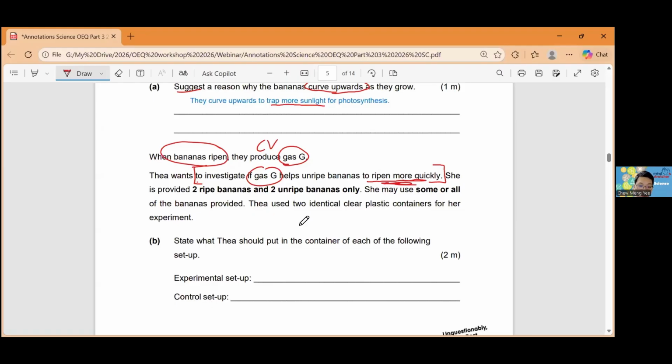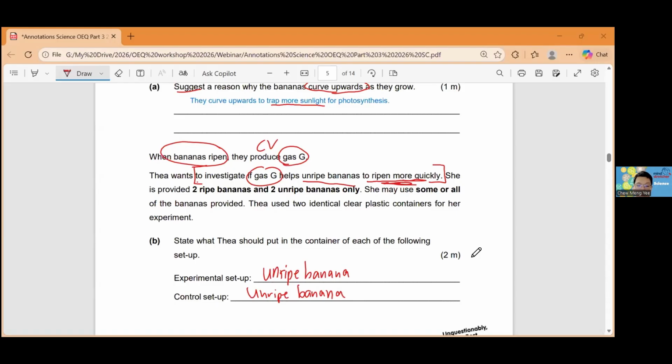Now we have the experimental setup and the control setup. What should I put in each of these? They say gas G helps unripe bananas to ripen quickly. That means each of these setups must have at least an unripe banana, one each. So let me write that down: each of these setups must have an unripe banana.